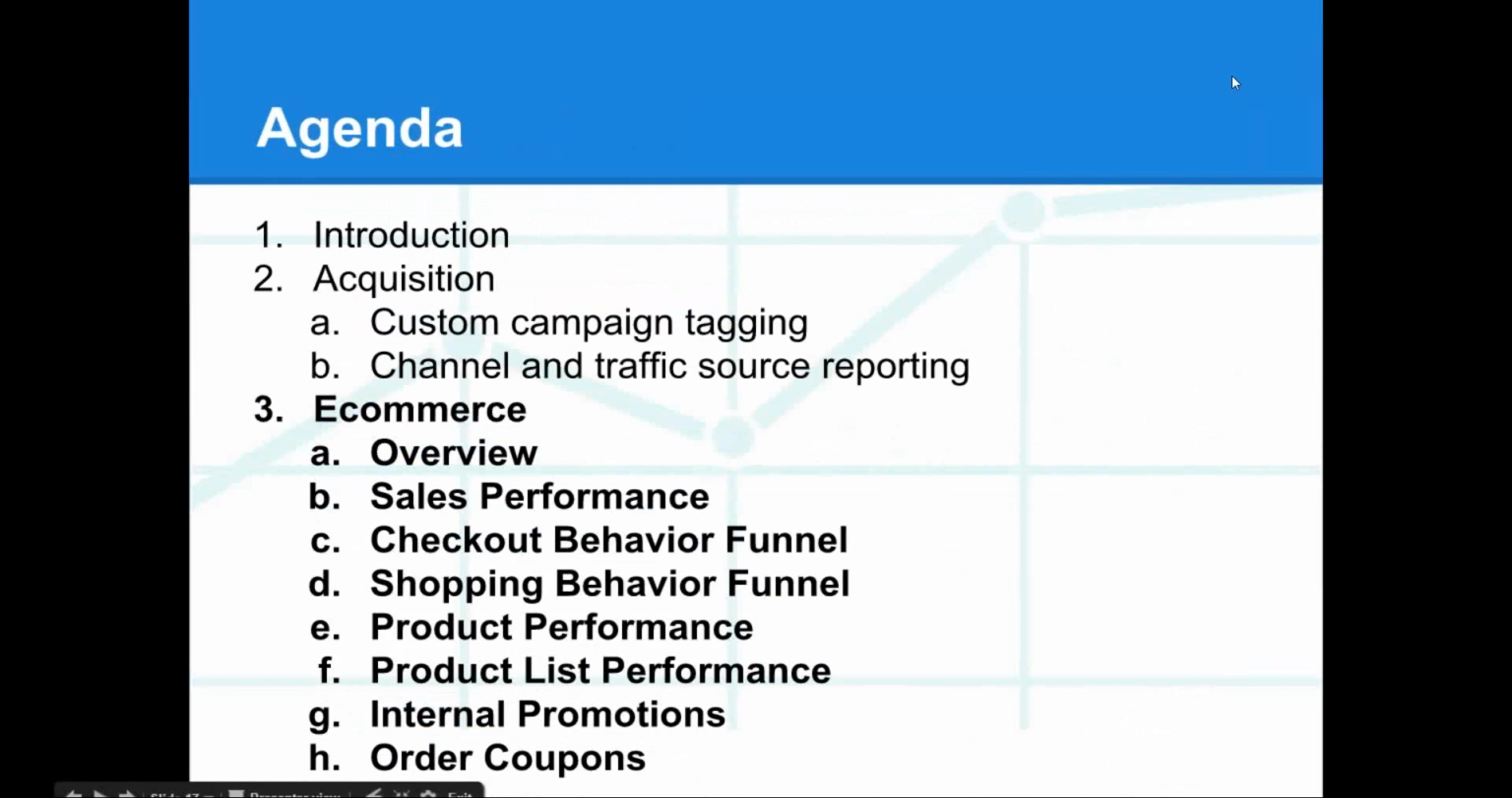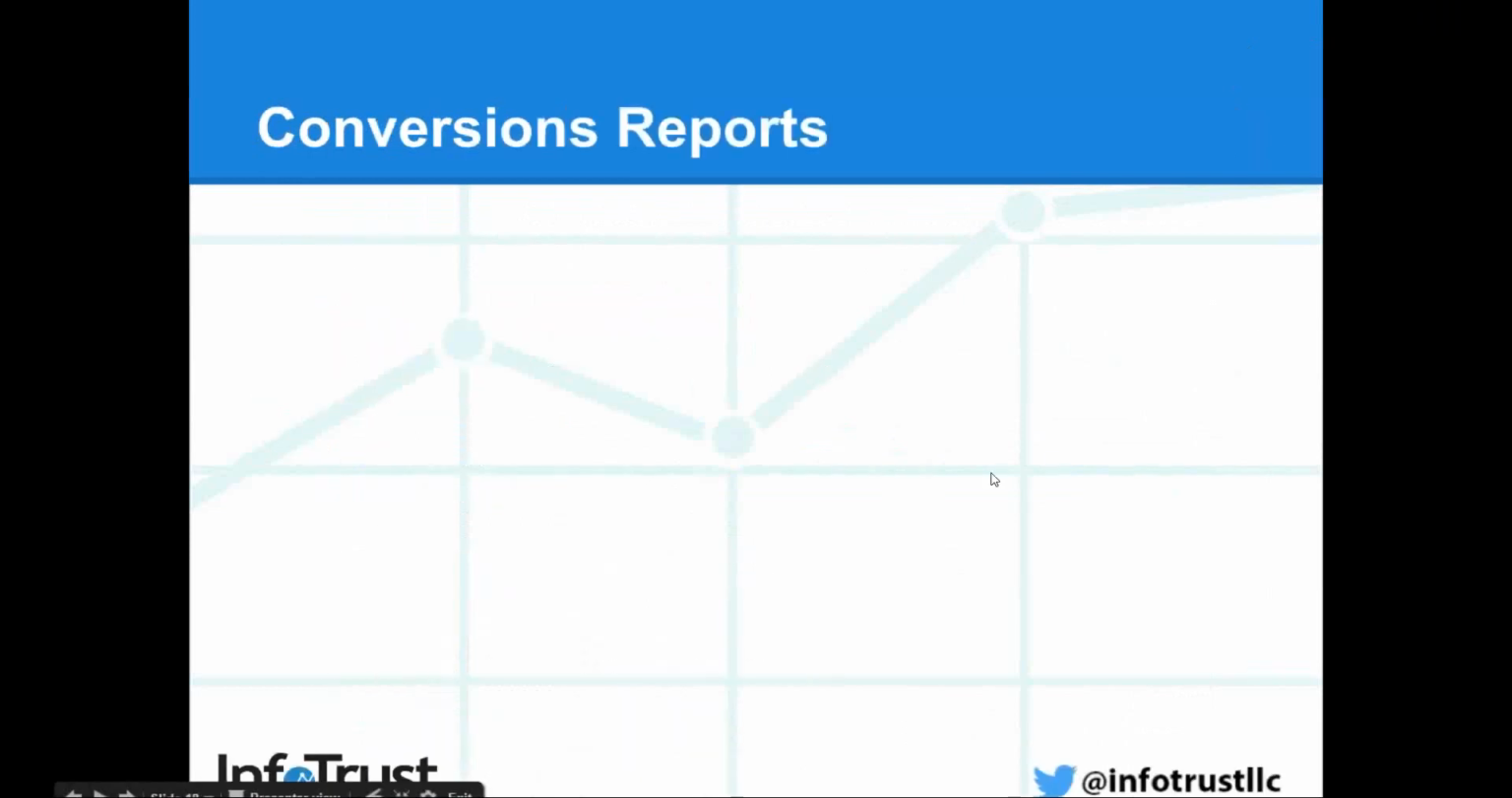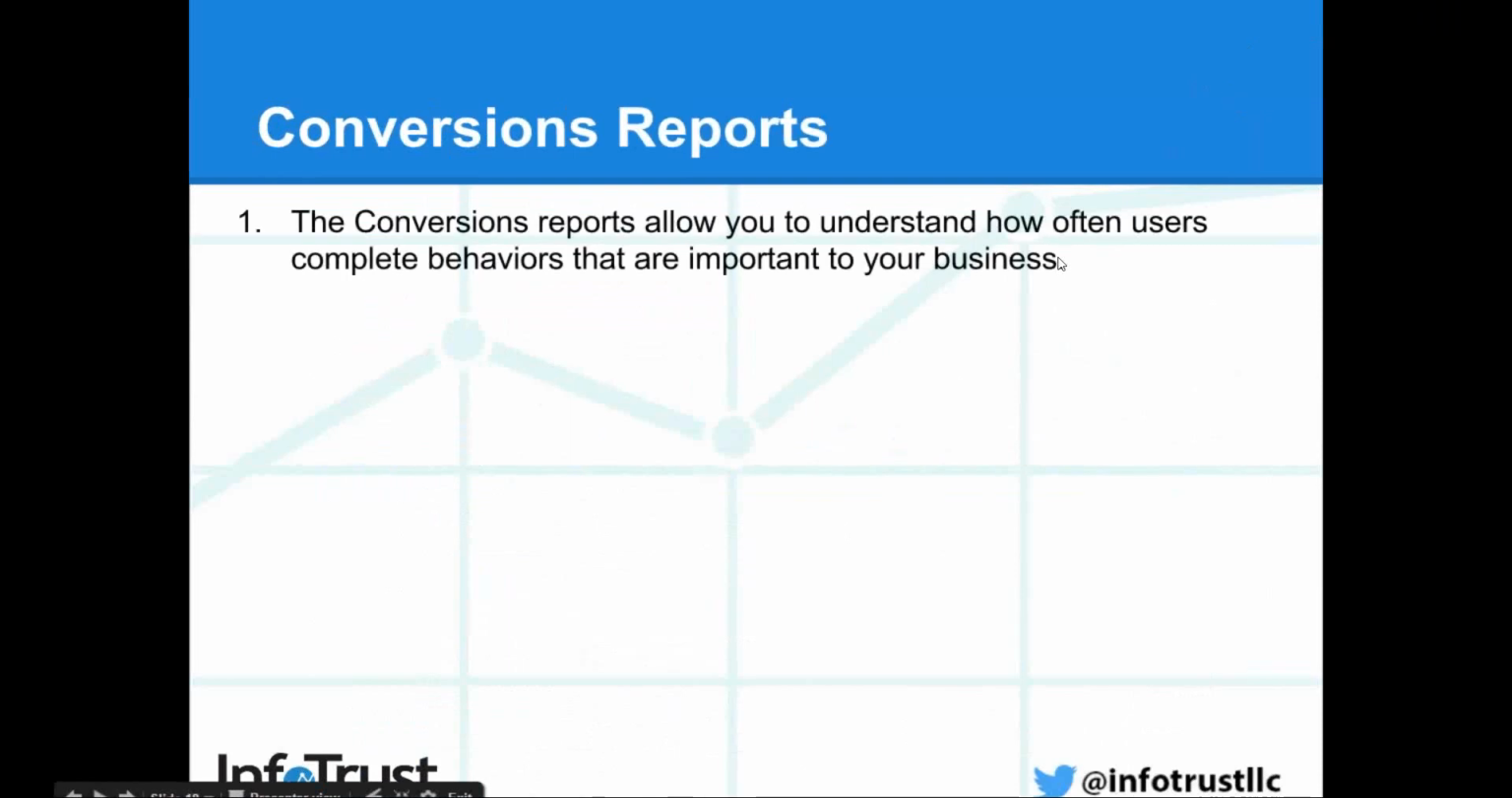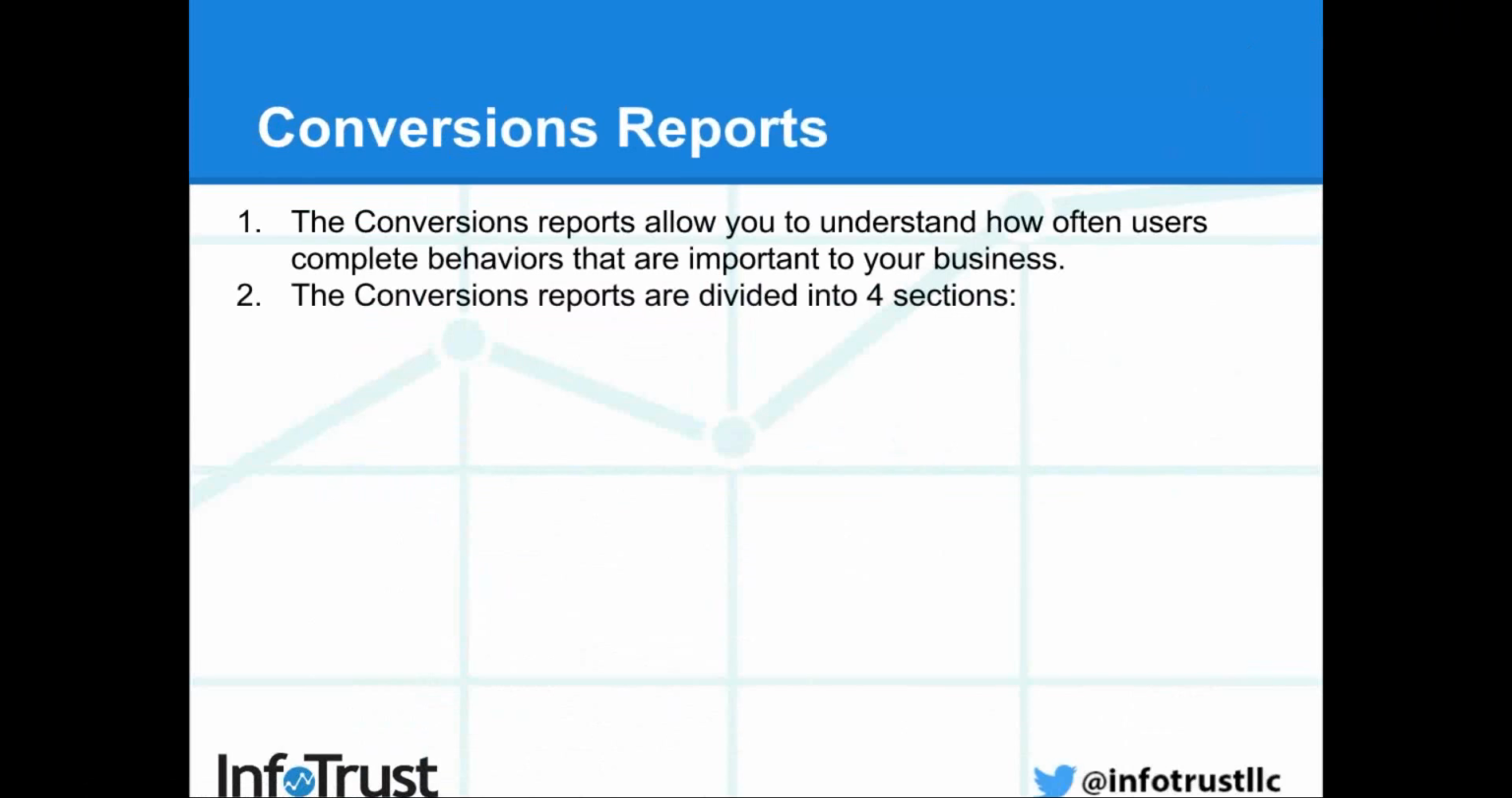Okay, so at this time we're going to switch gears a little bit, and we're going to head over to the e-commerce report. The e-commerce reports live in the section in GA called the conversions report.